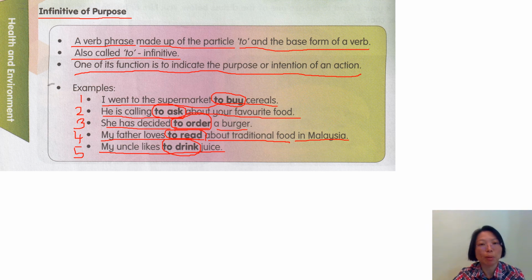So infinitive of purpose is also called to infinitive. Okay. And you will always see the word to here, and then followed by a verb. Verb is an action word. And this verb is always in the base form. You don't put s or ing or ed to the verb. Okay, it is always in the base form.